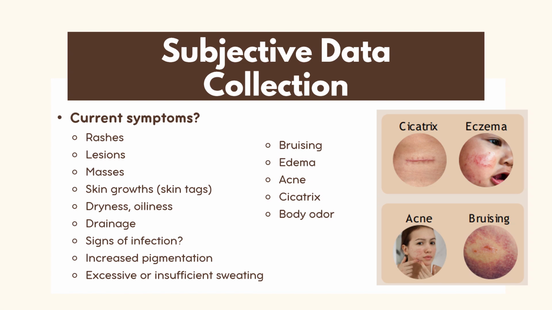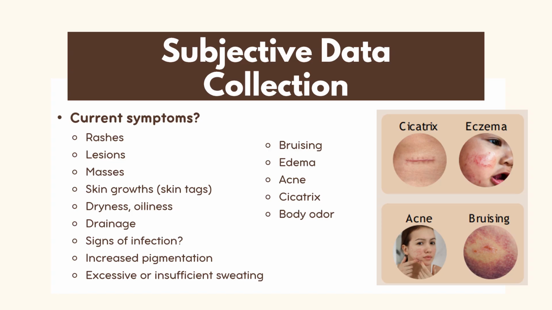So first up, if they have rashes, lesions, masses, skin growths, or tags, what does it look like? What's the size, color, shape? Is it raised, flat, scaly, or smooth? Has it changed over time?